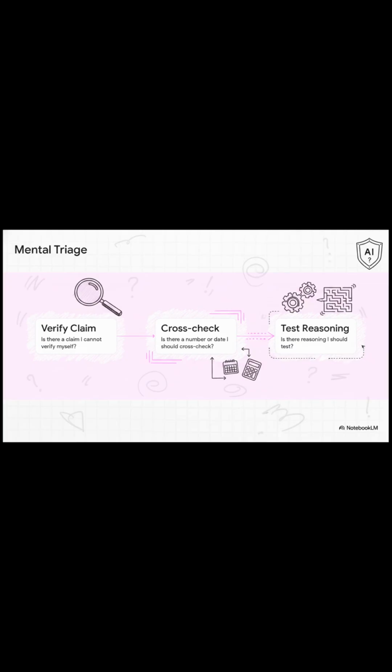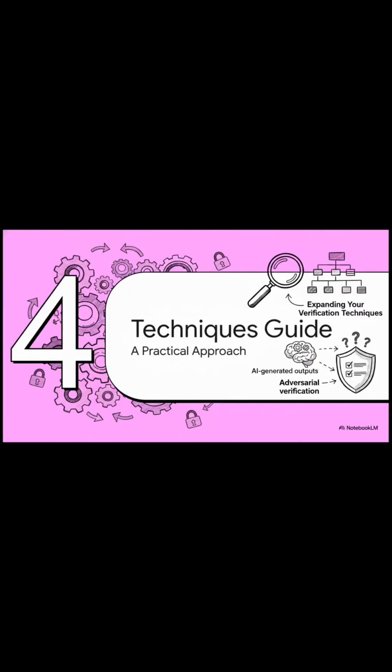Numbers are notoriously bad for slipping through the cracks of large language models, so they always need a second glance. And third, is there reasoning I should test out on my own? For every yes, you just do a quick check, look up the claim, verify the date, trace the logic. Taking just a minute or 2 to run this mental triage prevents massive costs down the line. All right, Section 4, expanding your verification techniques, a practical guide.